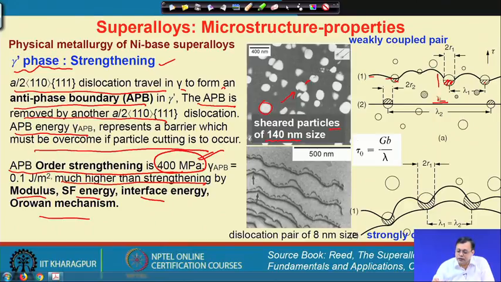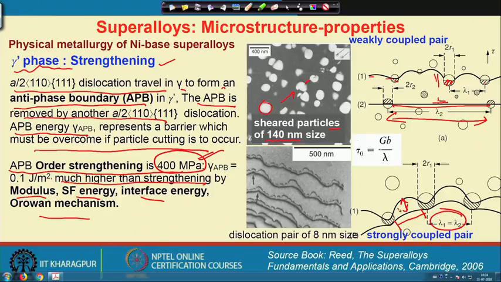If this is a weakly coupled dislocation, then lambda will increase. So the effective distance between two particles increases, and the strengthening will be less. But in case of a strongly coupled dislocation, the strengthening effect is very high, because here lambda is smaller. So you need to consider the effective coupling of the dislocation also. Here are some micrographs showing that an 8 nanometer size of pair gives an effective strengthening.